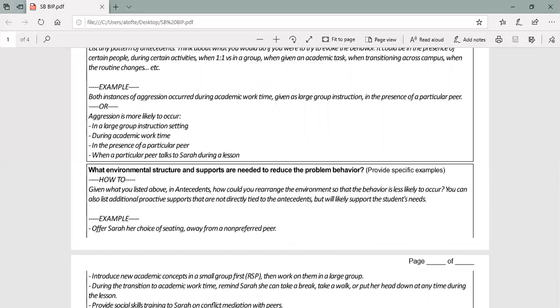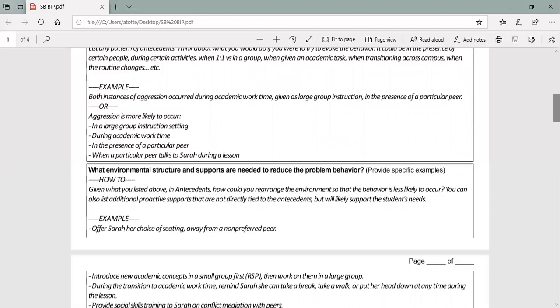Or if they're denied access to a preferred activity, like maybe they really wanted to go to an assembly, but then one of the DIS providers came to pull them for service or something, and we saw the behavior on that day. Any change in routine could be an antecedent. So anything like that. All of that is good.